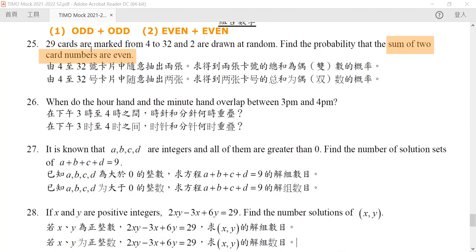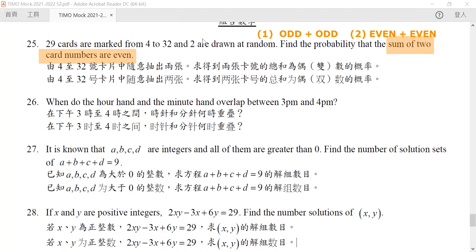In our first condition, we want to calculate the probability of drawing 2 odd number cards. But by the way, how many odd number cards are there? Because we have 29 cards from 4 to 32, it is very easy to see that this consists of 14 odd and 15 even. So if we want to draw two odd number cards, the probability will be equal to 14 times 15 divided by the total, 29 times 28. In this case, after we cancel them out, it will equal 13 over 58.